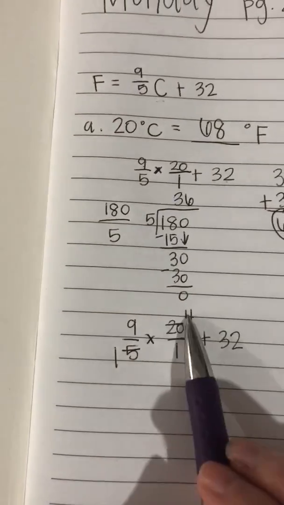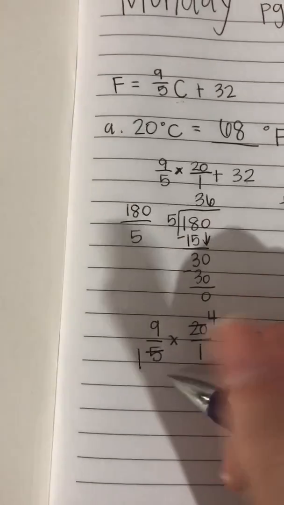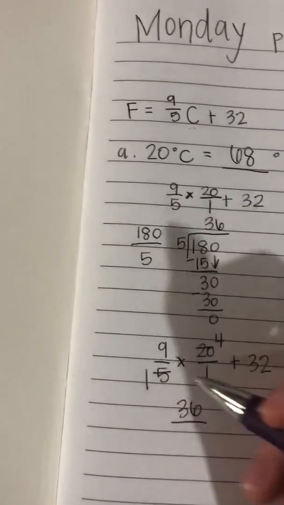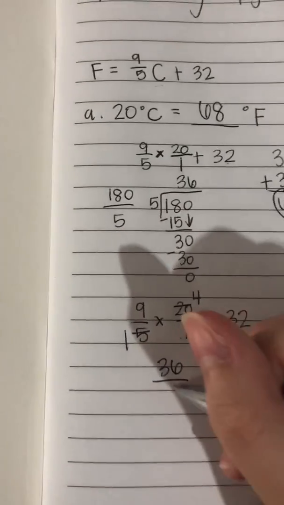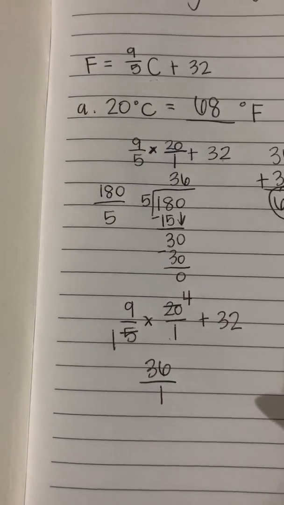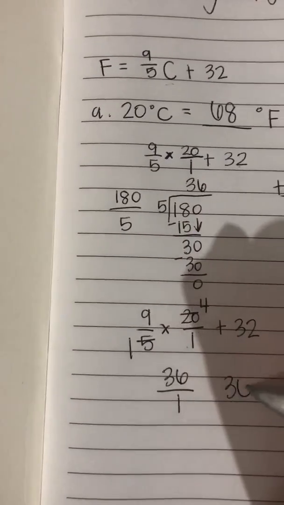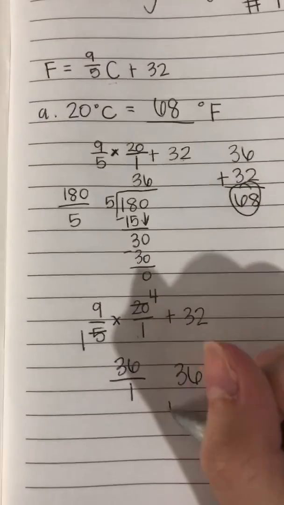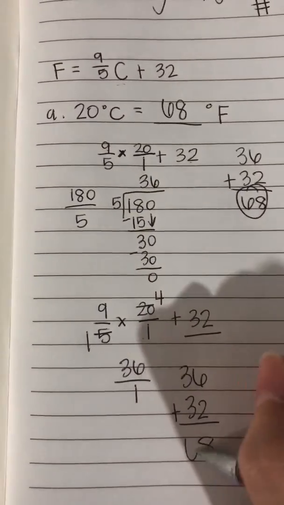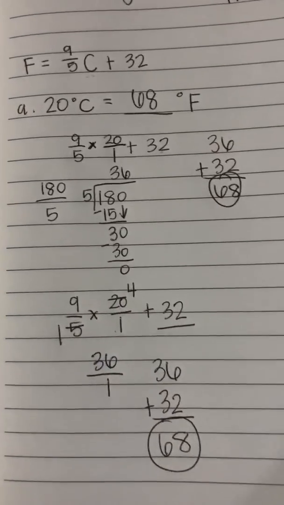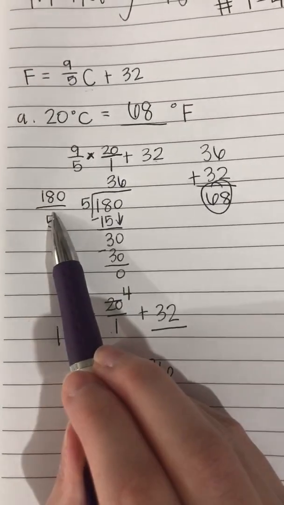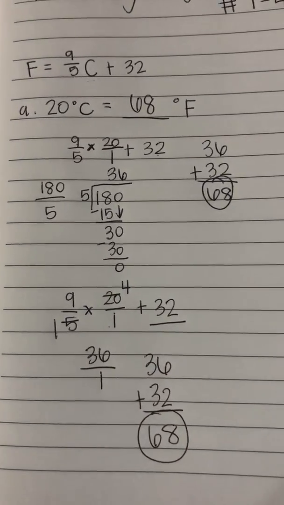Now, 9 times 4 is 36. 1 times 1 is 1. And we know that 36 over 1 is the same thing as just 36 plus 32. You can't forget that part. 68. You get the same answer. Either you reduce first or you reduce after you multiply. So either way will work.